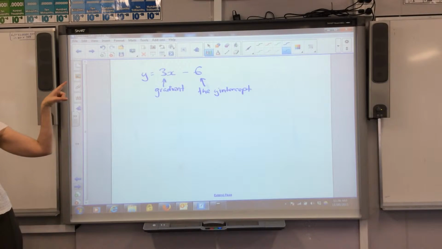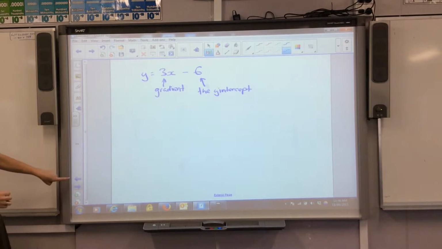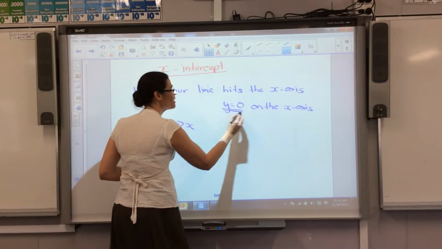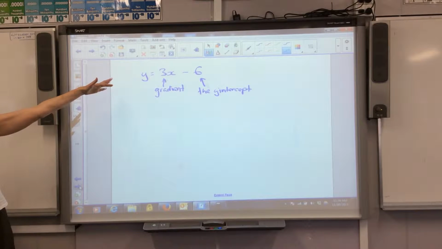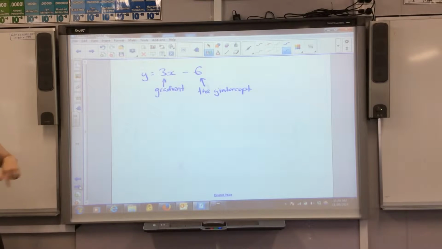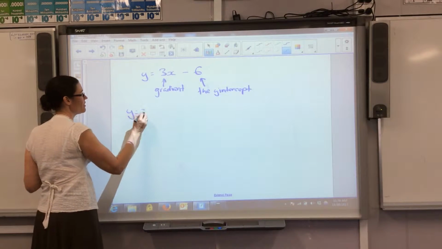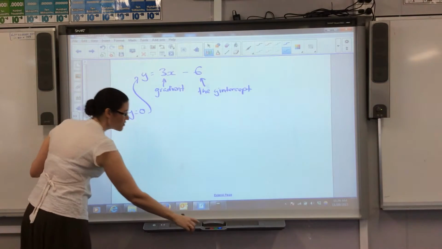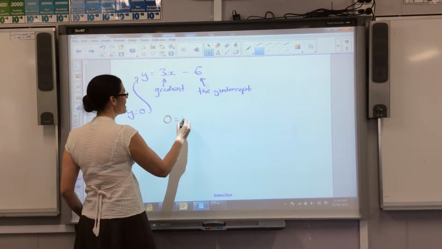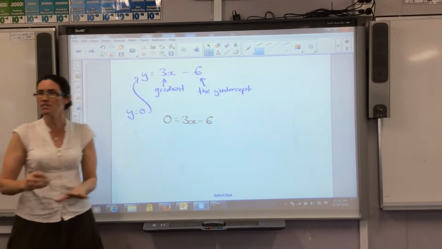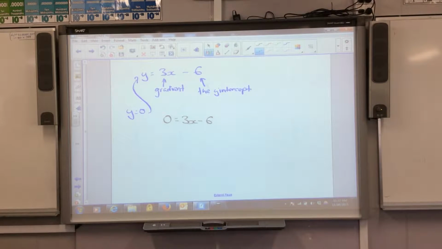There's nothing there that obviously tells me the x-intercept, but because I know that y equals 0 on the x-axis, I'm going to take my equation and make the y 0. So I'm going to put y equals 0 into this equation. That gives me 0 equals 3x minus 6. Does everyone see what I did there? All I've done is substitute y equals 0 into my equation. I now have an equation that I can solve.